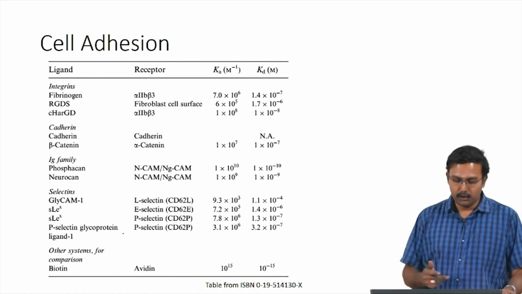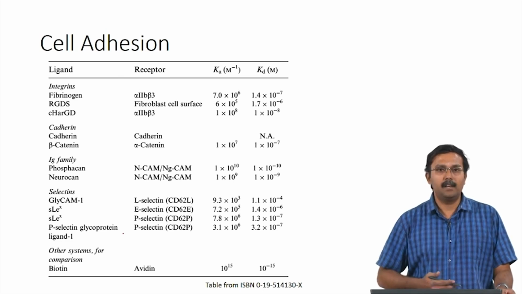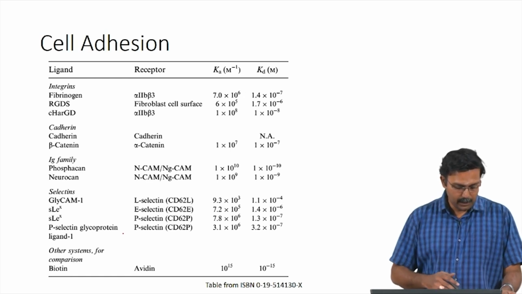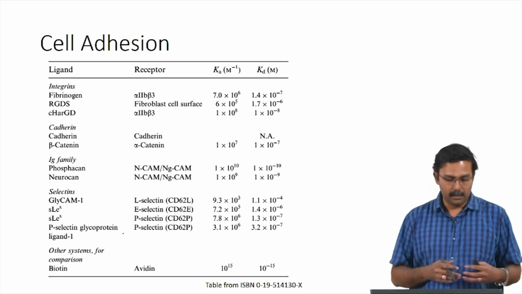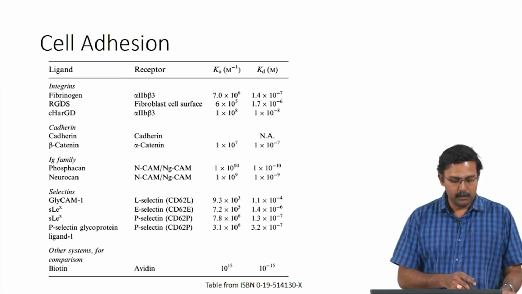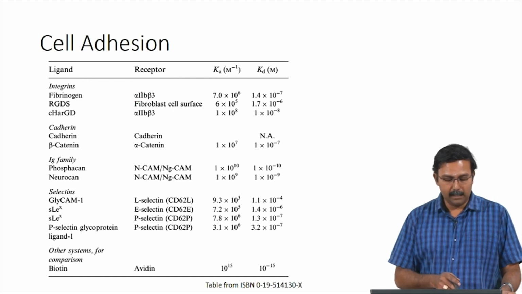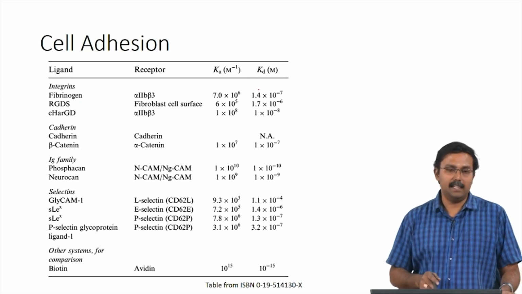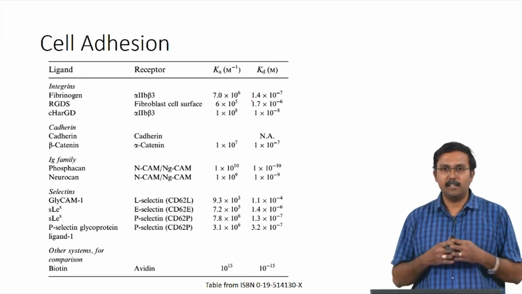Okay. So, this shows you the association and dissociation constants for different ligand-receptor complexes. You can see that these are classified based on the type of junctions or adhesions. Integrins are one type. With integrins you see fibrinogen interacting with the alpha 2b beta 3 receptor, and the dissociation constant is really small, which shows a significantly strong interaction.